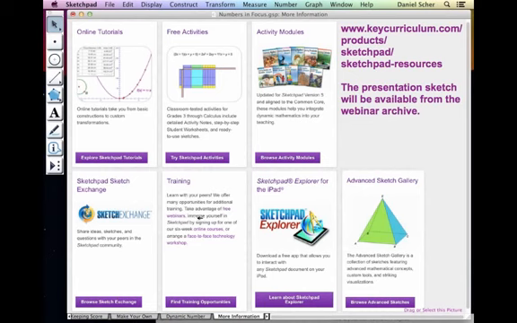There's information about training. You can take more webinars or online 6-week courses to learn in depth about Sketchpad. We have Sketchpad Explorer for the iPad, which is our free iPad app that allows you to take any Sketchpad model that you've built with desktop Sketchpad and open it on the iPad. And that's it. A wealth of resources at your fingertips.